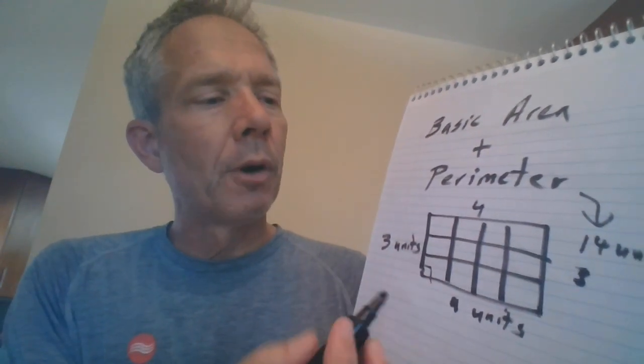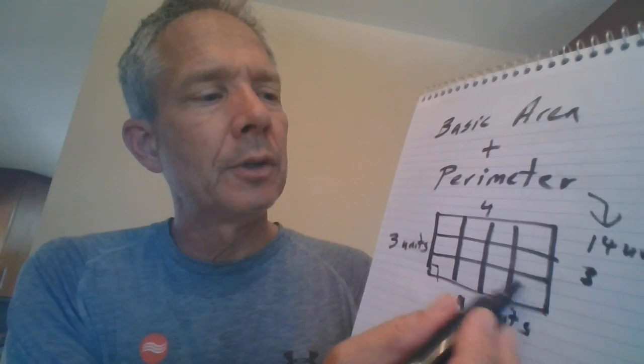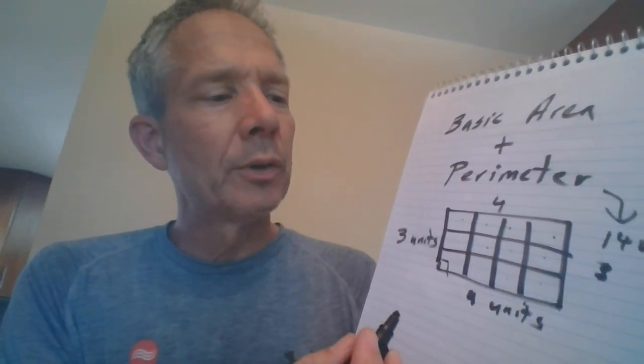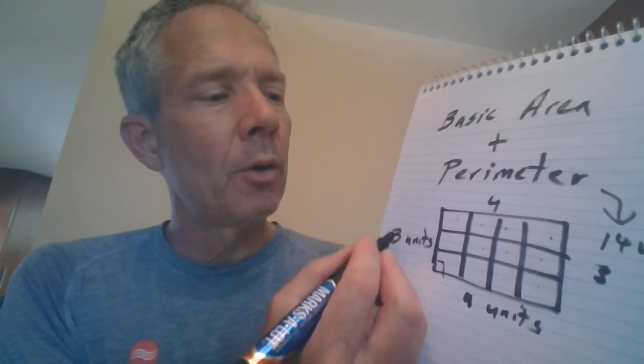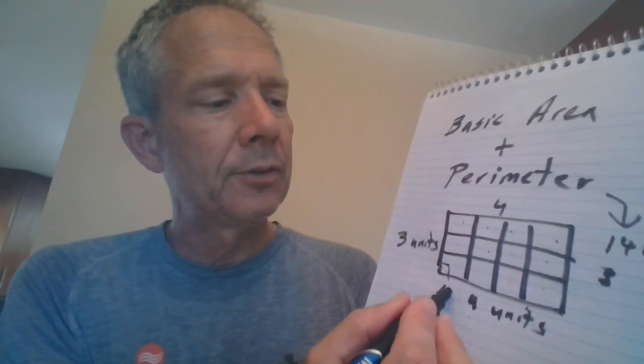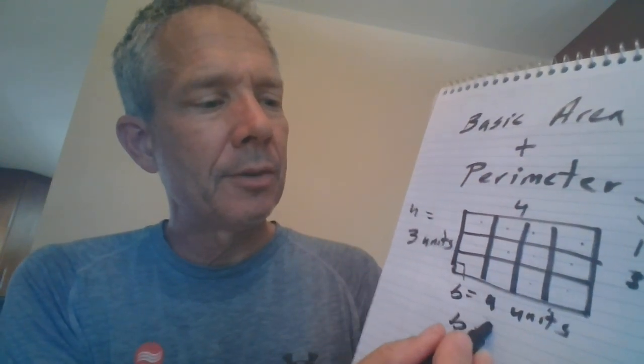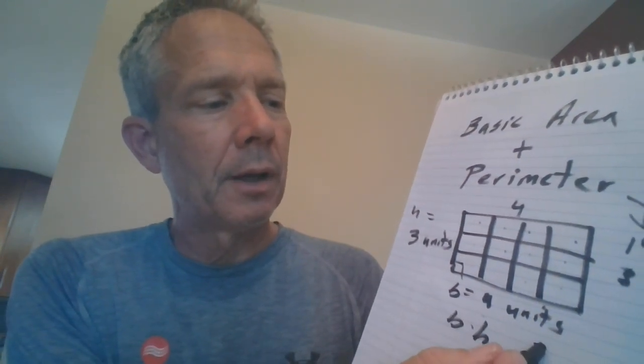This is 3 by 4. We can count up all the squares. 1, 2, 3, 4, 5, 6, 7, 8, 9, 10, 11, 12. Or, one of the reasons we learn how to multiply is so that we can say, oh, this is what we call the base here and the height here. Base times height is 4 times 3, or 12. And in this case, it is 12 square units.